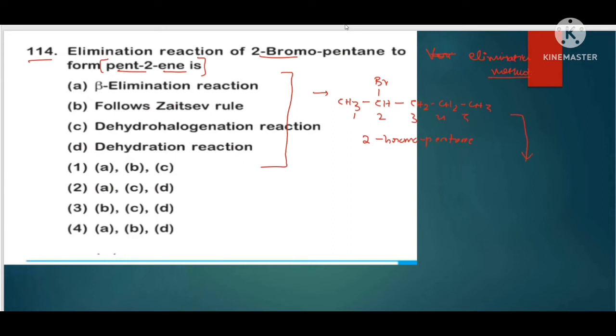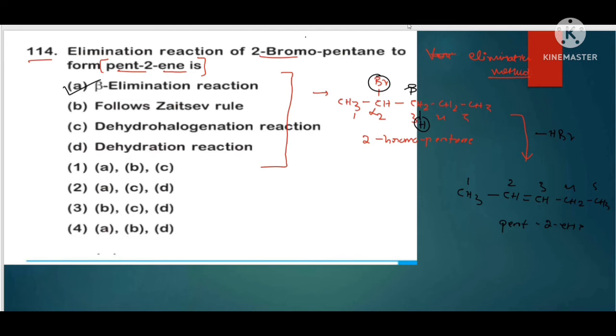Here the first one is beta elimination. Here this position is alpha and the adjacent carbon position is beta. By elimination of hydrogen and bromine as HBr, it gives CH3-CH=CH-CH2-CH3. Its name according to IUPAC is pent-2-ene. Option 1 satisfies; by beta elimination, 2-bromopentane gives pent-2-ene.